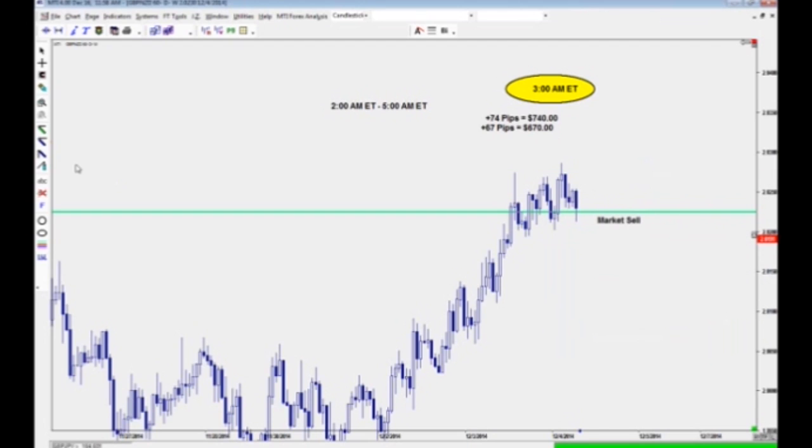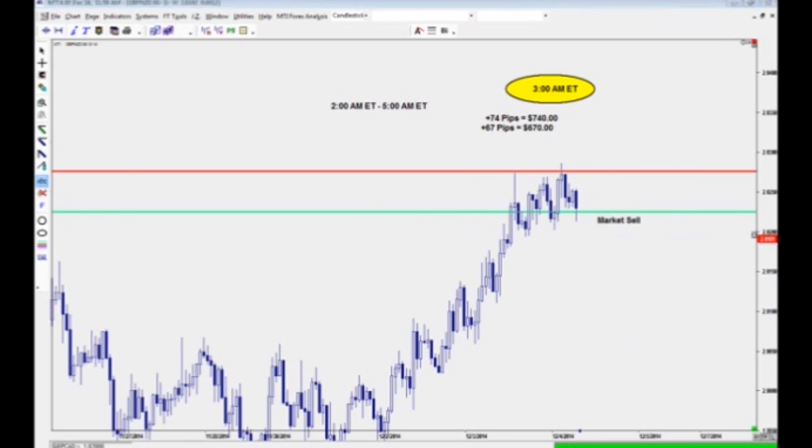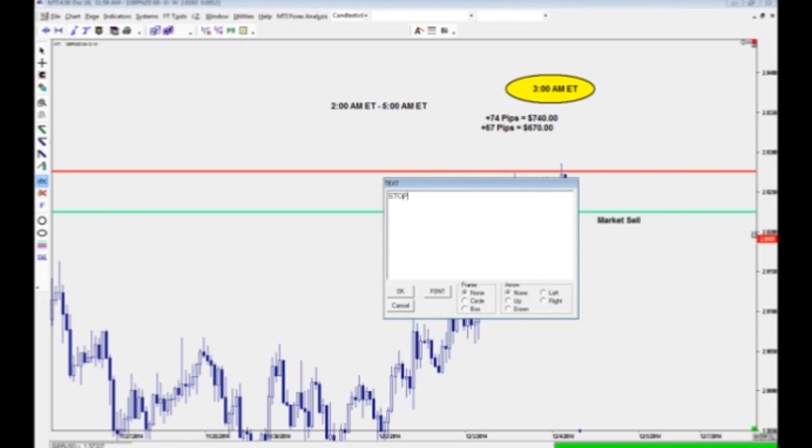And where are we going to place our stop? Well, I want you to focus here. We're going to place our stop now. Before we place the stop right at the low of the 3 a.m. candlestick, what we're going to do right now is place our stop 5 pips above the 3 a.m. So we're going to go 1, 2, 3, 4, 5. That's going to be our stop right there. So we'll just go ahead and put stop.